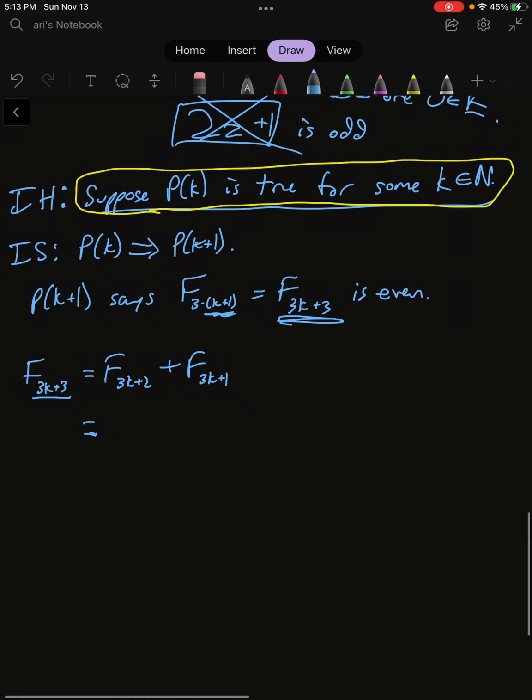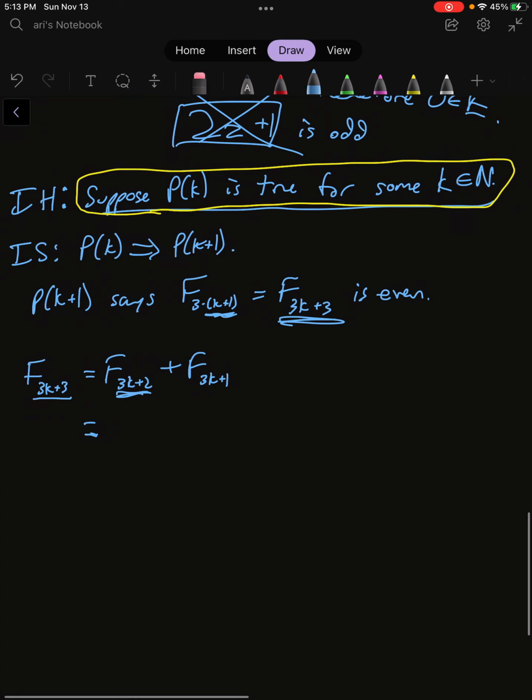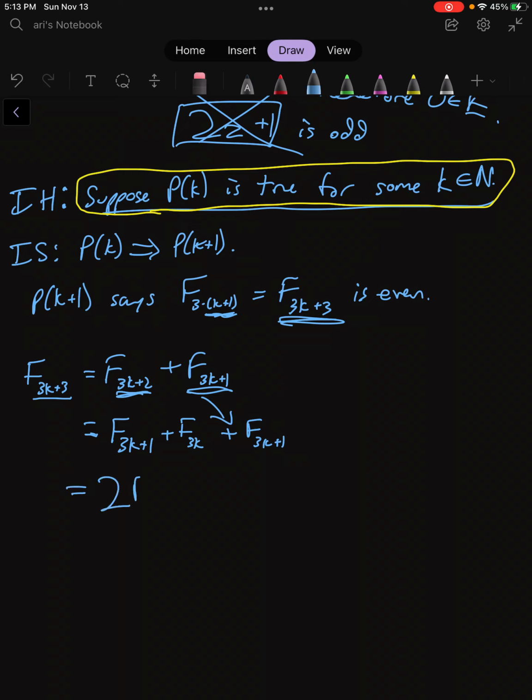So let's rewrite this again. What do we know about f of 3k plus 2? It's also the sum of the previous two. So let's rewrite f of 3k plus 2. Let's say that's equal to f of 3k plus 1 plus f of 3k. And now we have to bring down this guy, plus f of 3k plus 1. And now we could rewrite this as 2 times f of 3k plus 1. We now have 2 of the same guy, so we'll just multiply it by 2 and simplify this. Plus f of 3k.